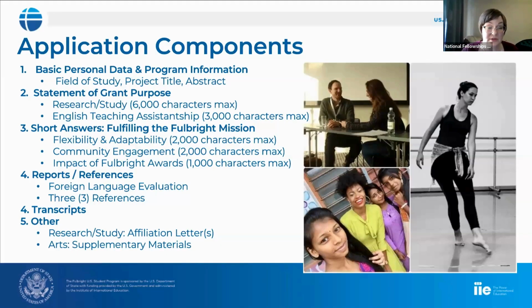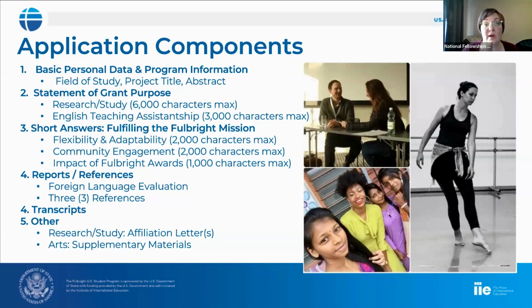So those are the big pieces of writing that you're doing: the statement of grant purpose and the short answer questions. In addition to that, you may need a foreign language evaluation. Not all countries require it, but some of them do. It will tell you on the program page whether there's a language requirement. For the foreign language evaluation, you get in touch with one of our professors at USC who will be able to evaluate your language abilities using a form that Fulbright provides.